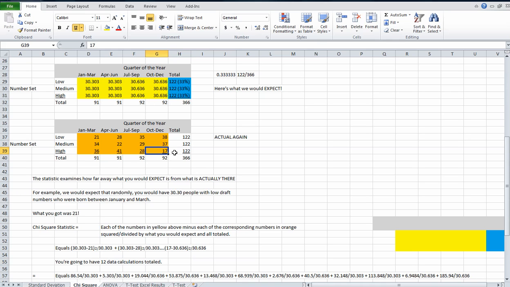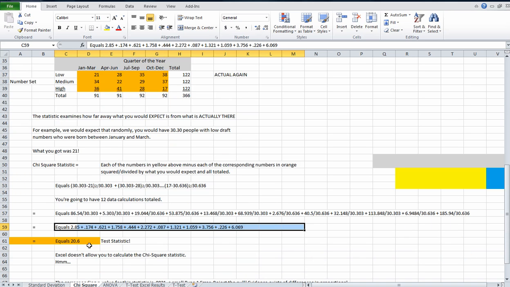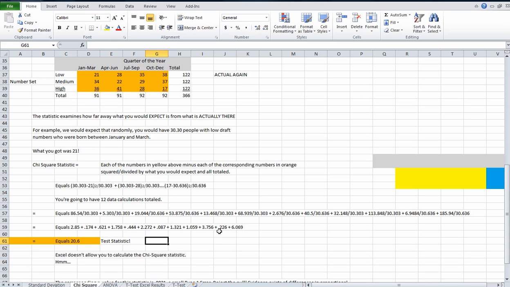17, what you actually got, minus, here we go, 30.636. And by the way, I reversed these. You could do these in either case because you square them. So I started in this case with the actual again. 17 minus 36.6 squared divided by 36.6 as a percentage. And what you then get, I continue to draw this out for you, you total them, and you get 20.6. Now, I wrote in here Excel, unfortunately doesn't allow you to calculate the chi-square statistic. That's too bad. But if you were serious about this, you could get SPSS, or I believe it's called SAS.